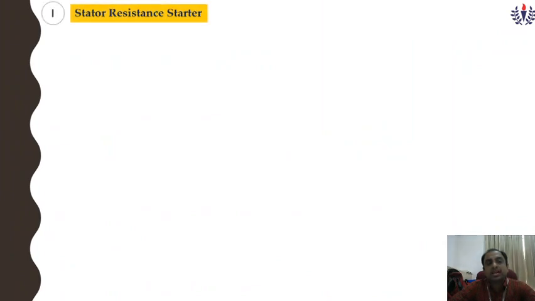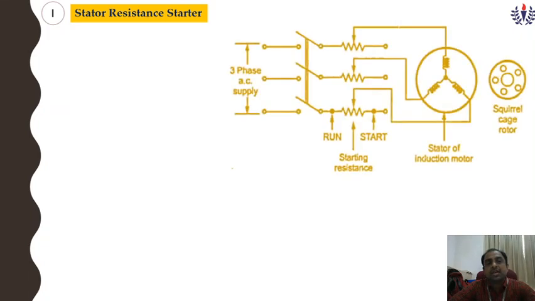Now we will see the types of starters one by one. First one, the stator resistance starter. This is the pictorial diagram of the stator resistance starter. In this we are applying the three-phase AC line through a triple pole triple throw switch, which will be connected with the resistances. There will be 3 resistances added in series with each of the windings.